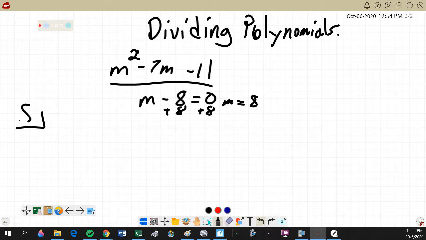So we put an 8 here, and then we write out the coefficients, but remember we have to check, did anything get skipped? So I have a 2, I have a 1, and then I have a constant that doesn't have an m. So I'm not missing anything. So we put 1, -7, and -11.